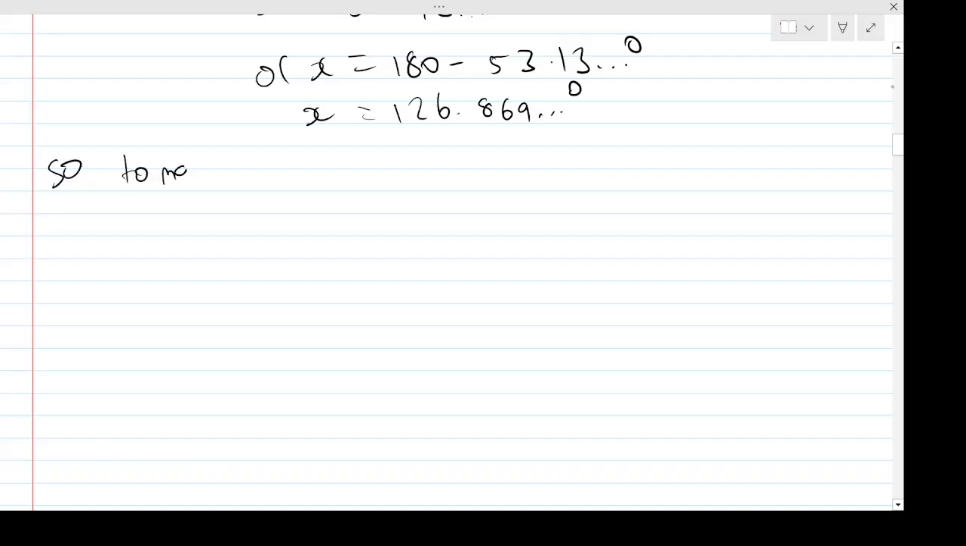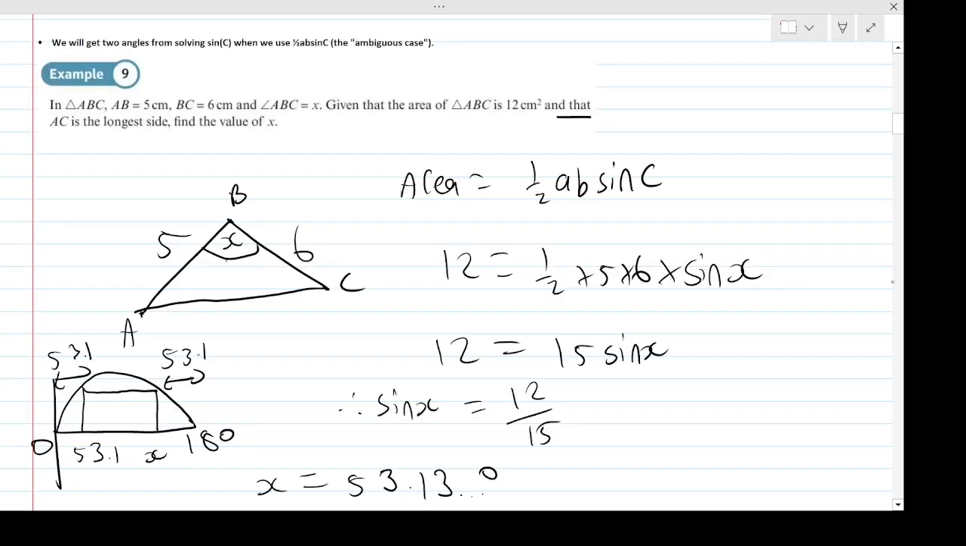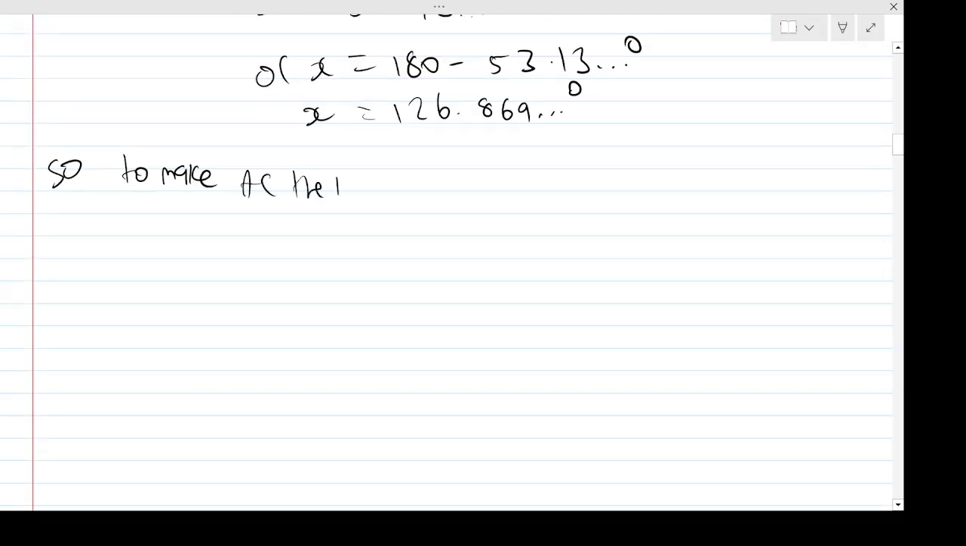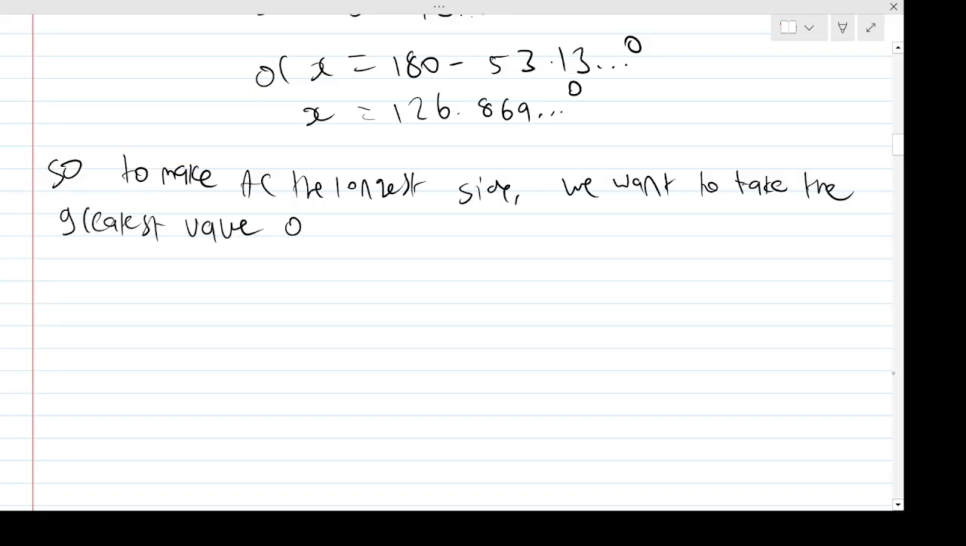So to make the side AC the longest side, we want to take the greater value of X. Well, therefore the greatest value is the second solution. So therefore x then is going to be 126.87 to 2 decimal places, and that is my solution there. So there we are then.